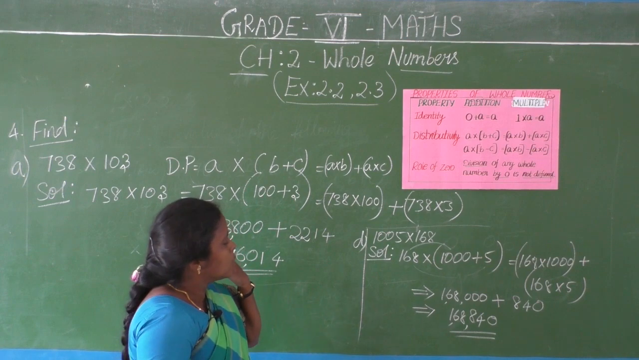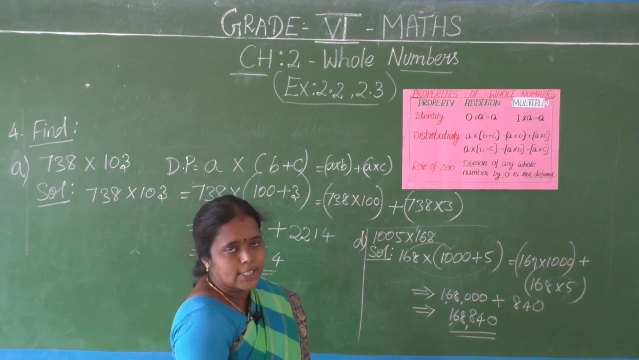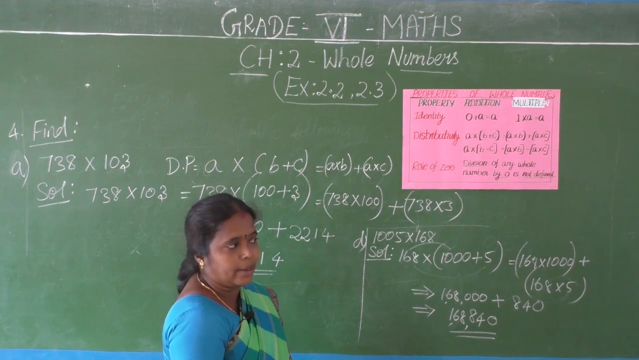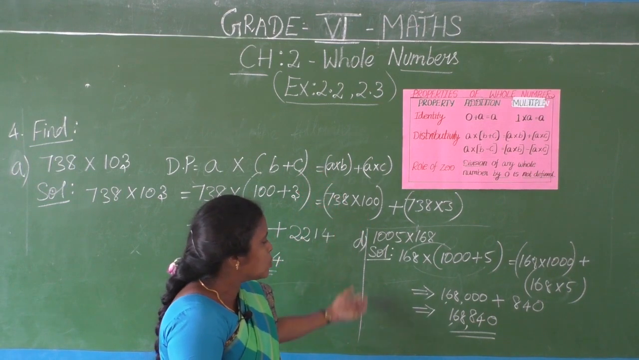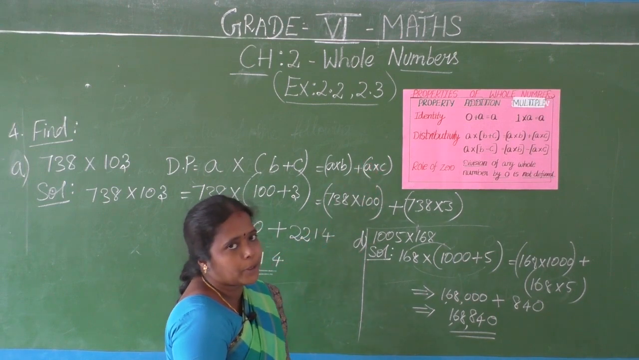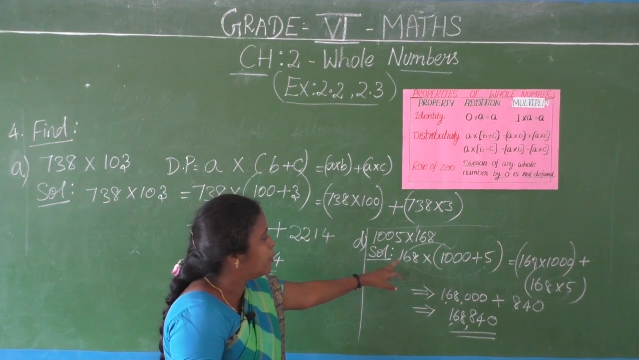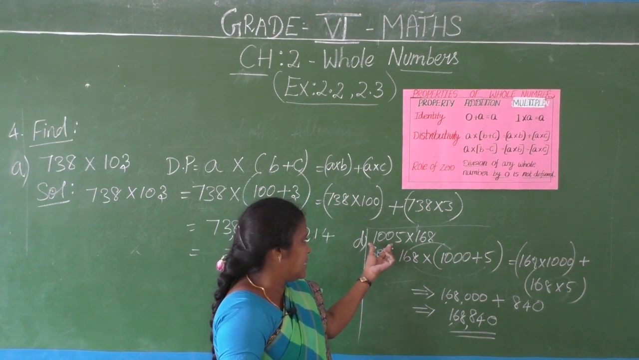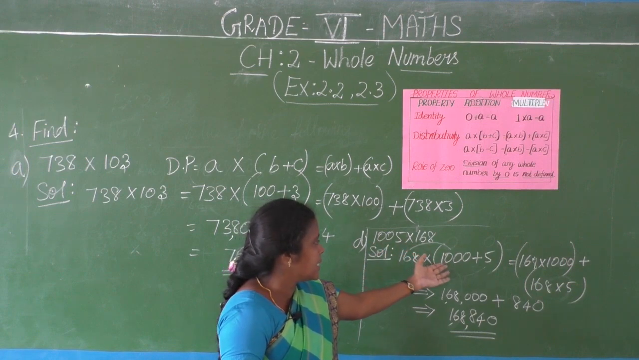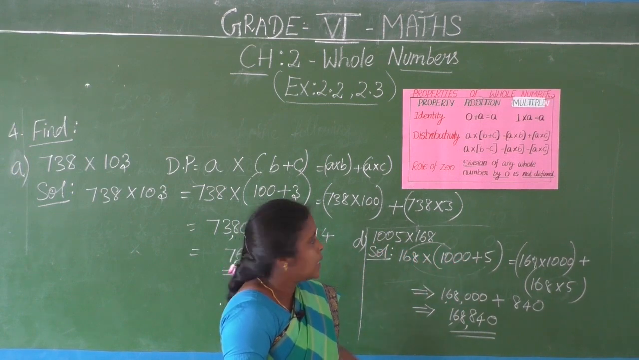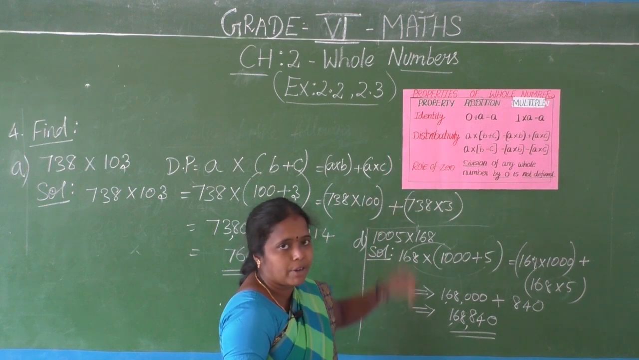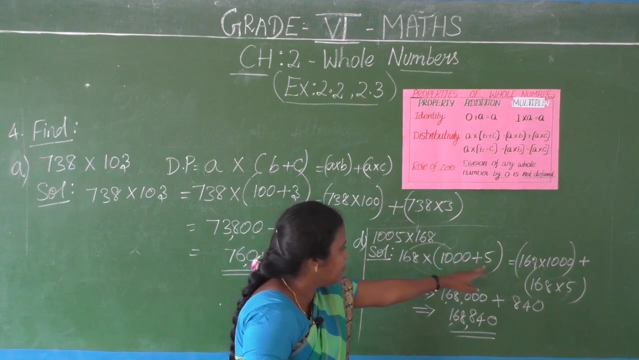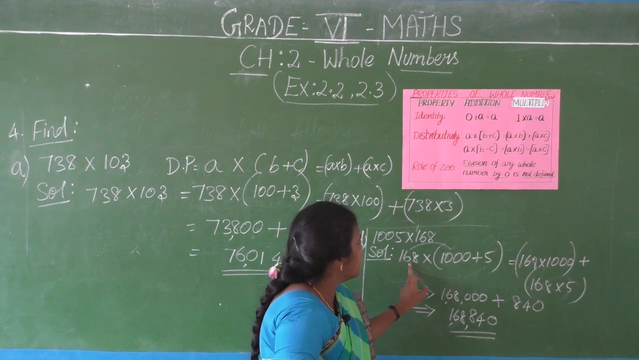What I did: the question is 1005 into 168. The heading is using suitable property, multiply and find the value. Suitable property means distributive property only. According to that property we have to split and write, but without changing the value. So on that basis, I have split this 1005 as 1000 plus 5. Now this exactly matches the formula: A into B plus C is equal to A into B plus A into C.